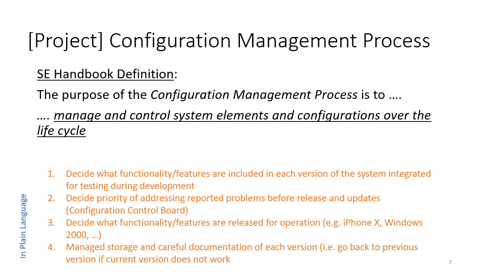Number two is that as the system is developed, there are issues that are going to crop up: problem reports and engineering change requests are some of the terminology used. There needs to be a way of deciding which ones to fix first. You wouldn't want to fix things that are not important and leave things that are critical unresolved. So the configuration management process, and specifically the configuration control board, is responsible for identifying which things get fixed first and establishing the relative priority as the system is integrated.